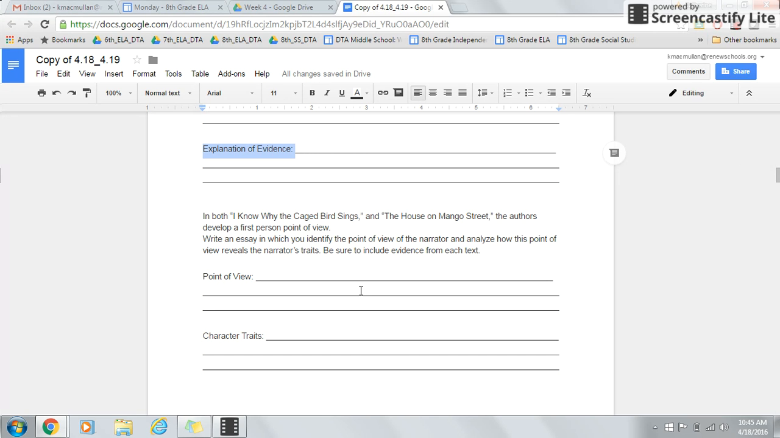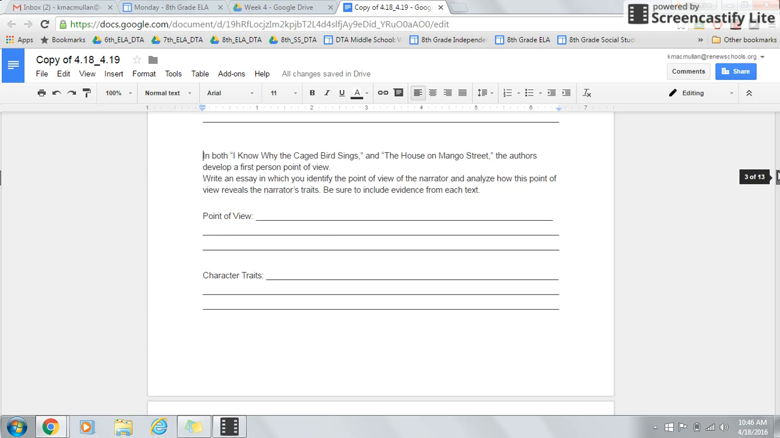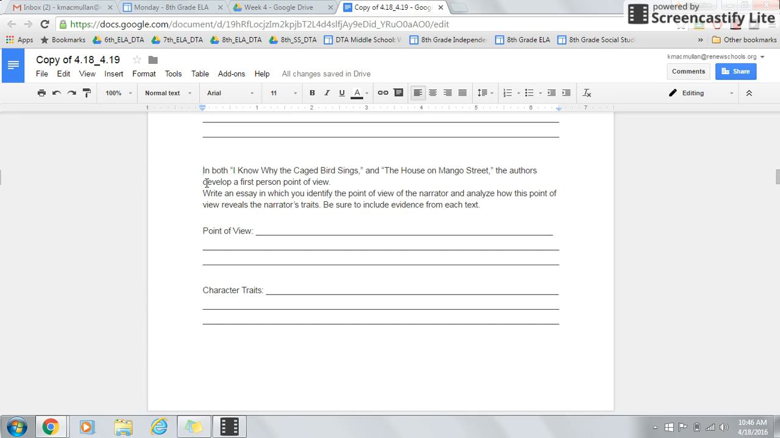Once you're finished with that one, you're going to move on to the next 2, mini prompt number 2 and mini prompt number 3. I'm going to go through number 2 with you. It says, in both I Know Why the Caged Bird Sings, the one we're focusing on today, and The House on Mango Street, the authors develop a first-person point of view. It means speaking from the I point of view. Write an essay in which you identify the point of view of the narrator and analyze how this point of view reveals the narrator's traits.